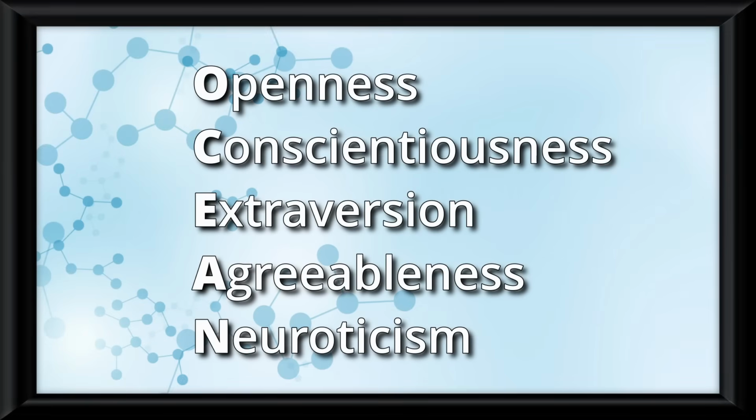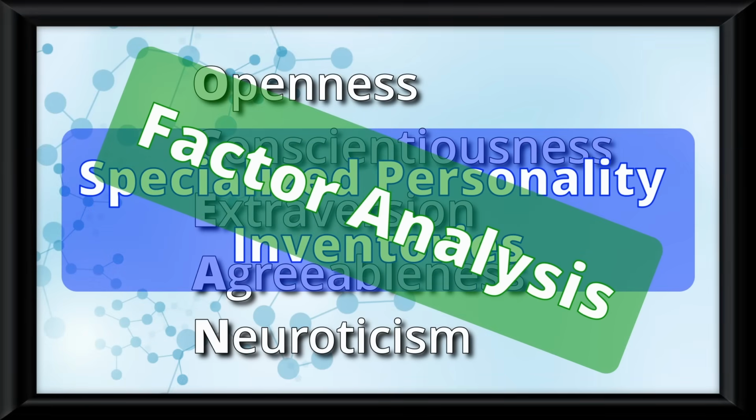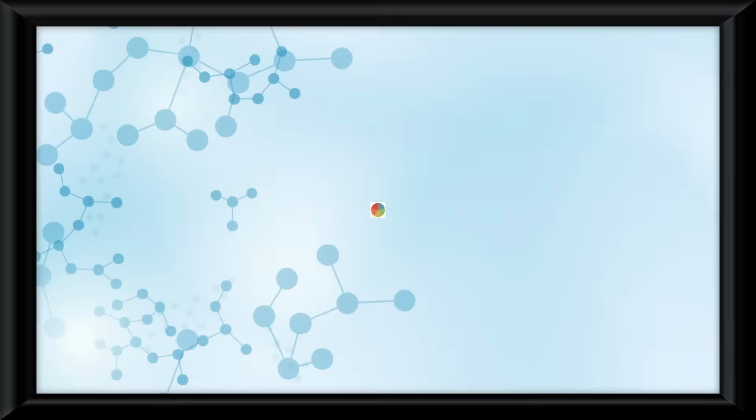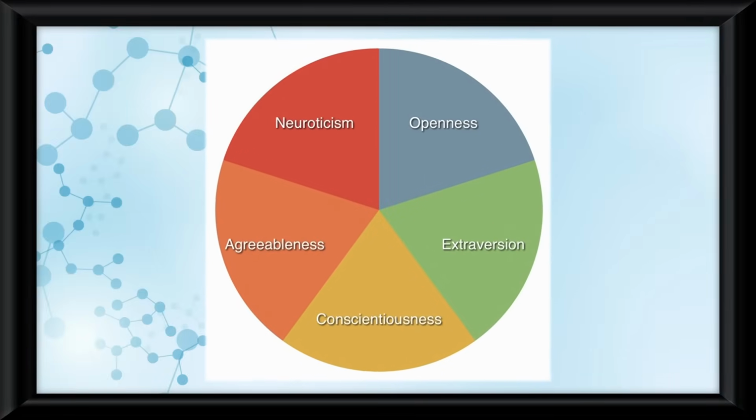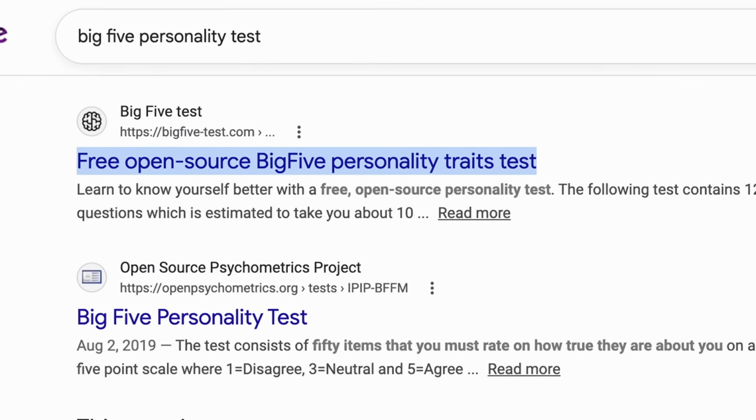Typically, these traits would be measured by specialized personality inventories that use factor analysis to organize item responses. However, if you're curious which of these personality traits you tend to lean toward, there are actual Big Five tests online you can actually do to figure that out. Not sponsored, by the way.